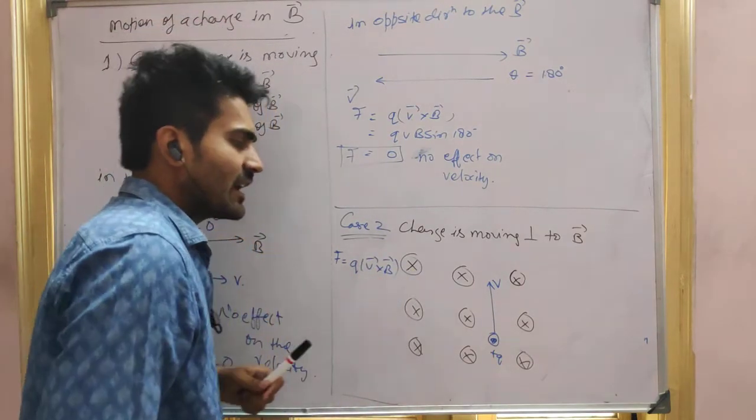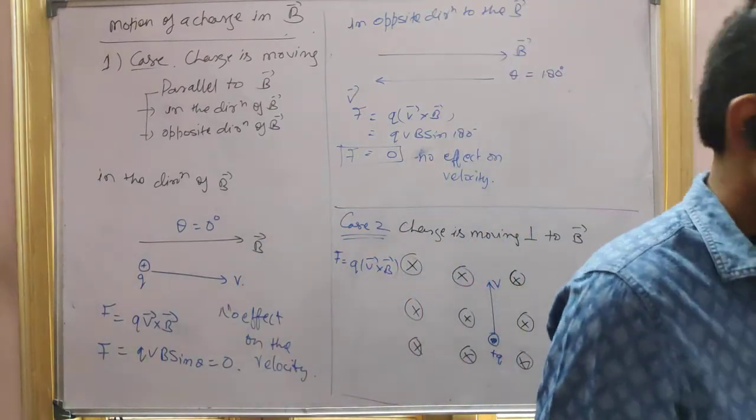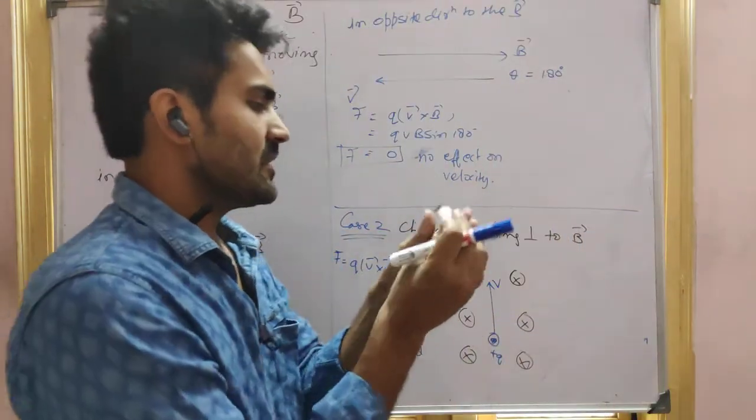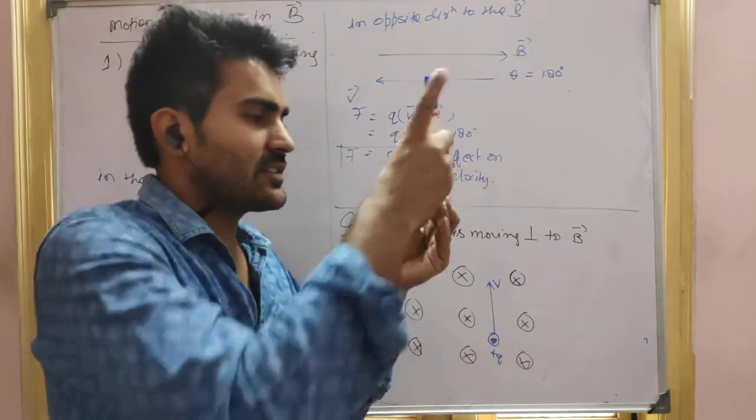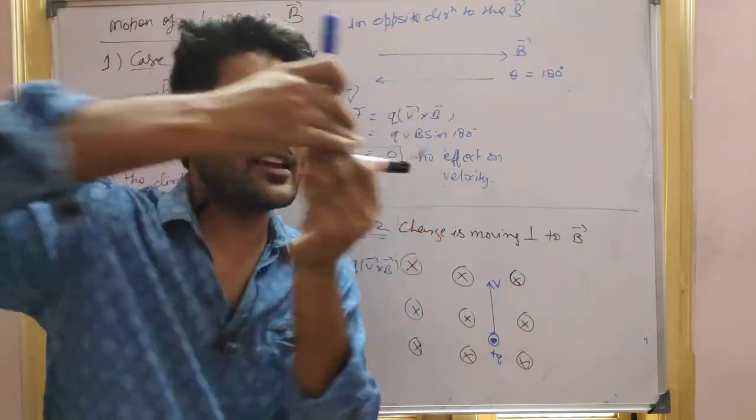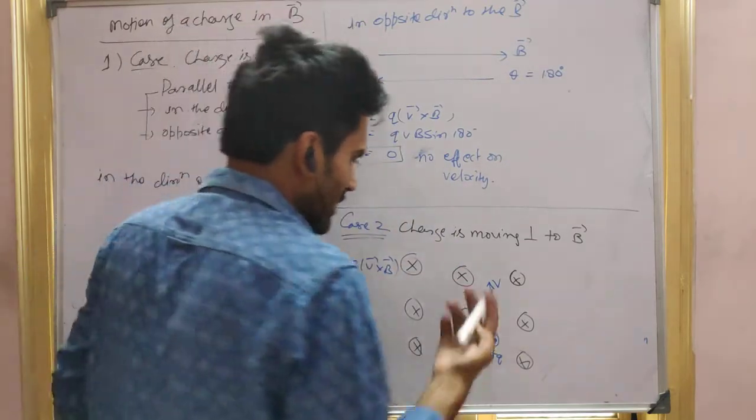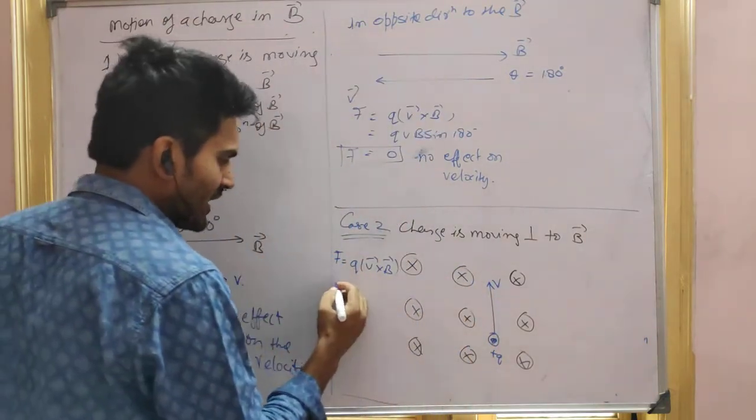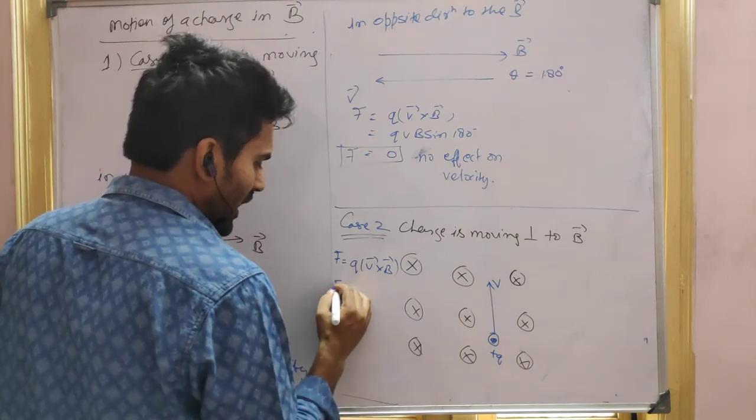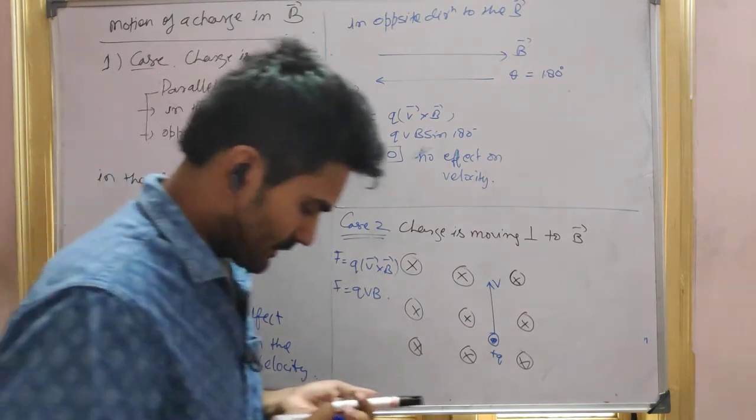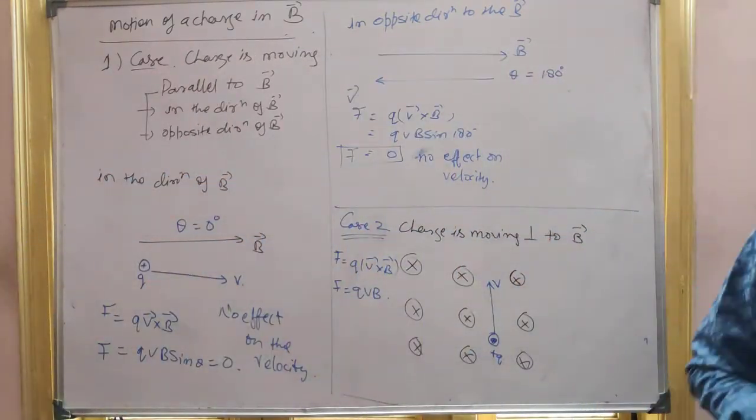Can you tell me what is the angle between V and B? This is the magnetic field. This is the velocity. The angle is how much? Angle is 90 degrees. Yes. So the angle is 90 degrees. So can I say directly, F equal to QVB? Tell me guys. Yes or no?